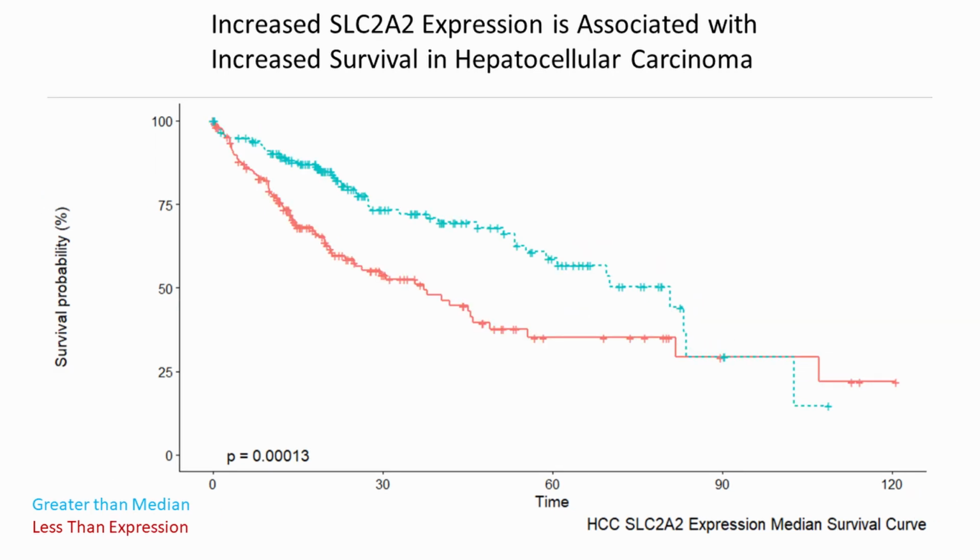You'll see here that increased SLC2A2 in hepatocellular carcinoma conversely results in greater survival time for greater than median expression groups. These two findings were similar to findings made by Kim et al. in the paper that I used as the model for my own research.